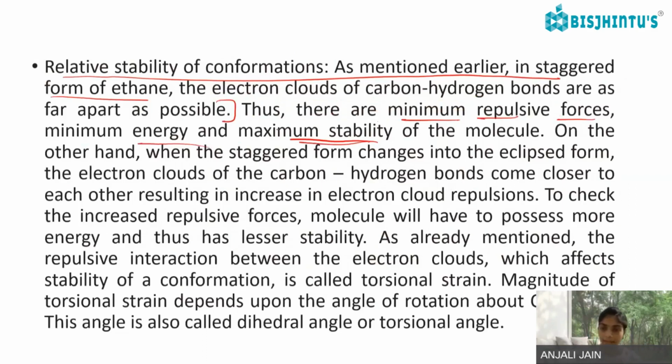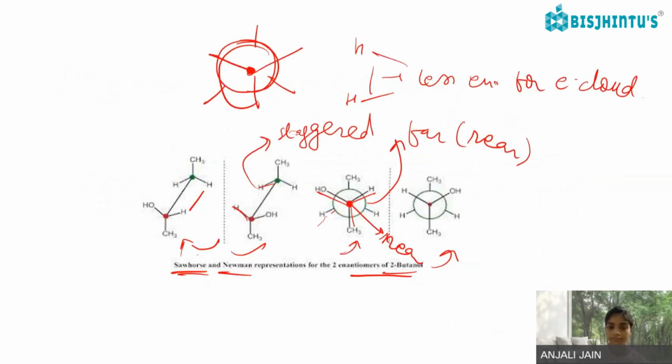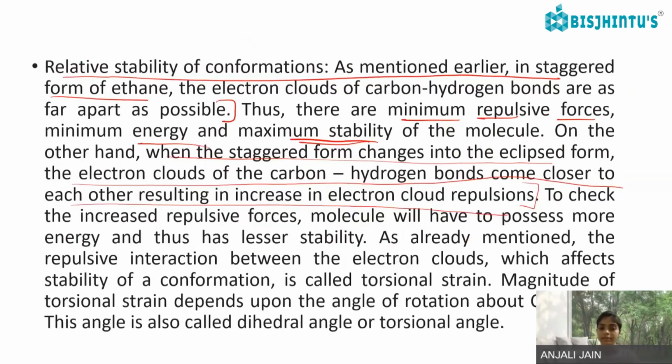On the other hand, when the staggered form changes into the eclipsed form, the electron clouds of the carbon-hydrogen bonds come closer to each other, resulting in an increase in electron cloud repulsions. To check the increased repulsive forces, molecules will have to possess more energy and thus will have less stability. So the eclipsed conformation has less stability because more energy is required to overcome the repulsion of the electron clouds of the C-H bonds.